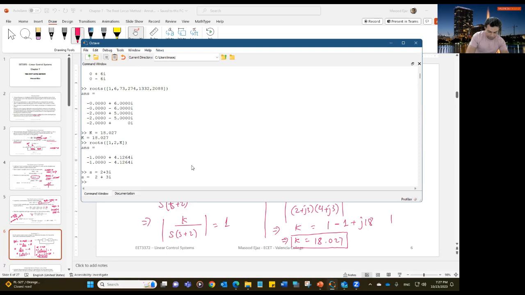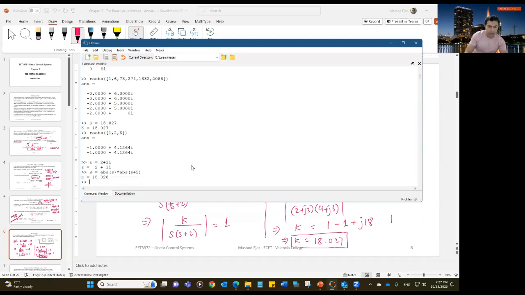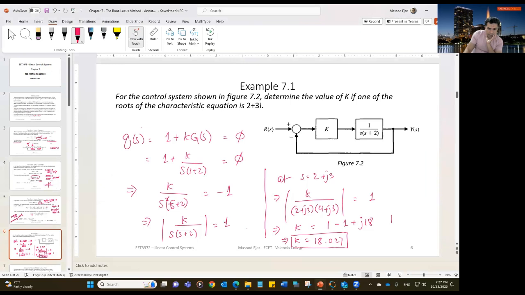And K is equal to the absolute value of s times the absolute value of s plus 2. Yeah, 18.028, that is correct. Then why is it not giving the correct result? Let's see. 18.028.